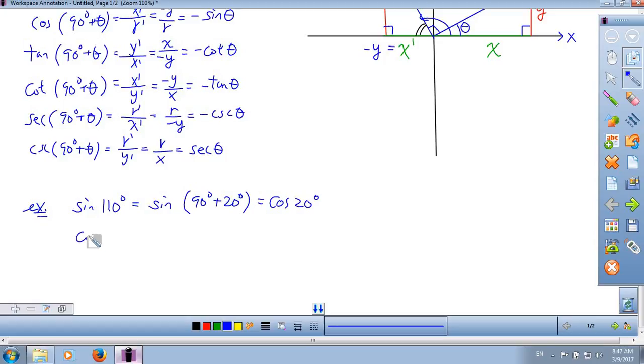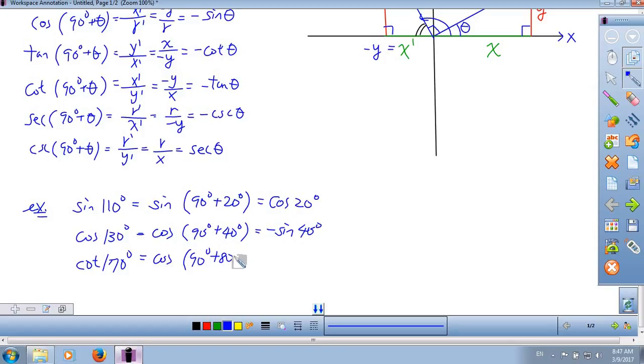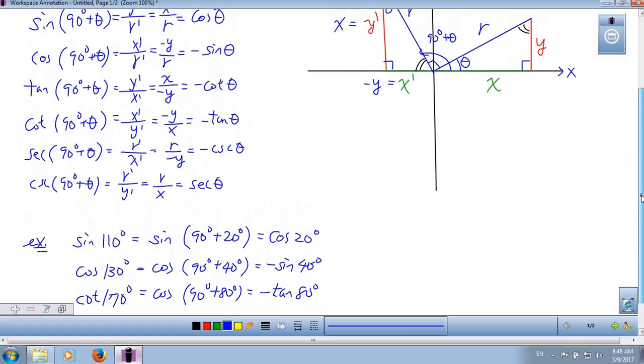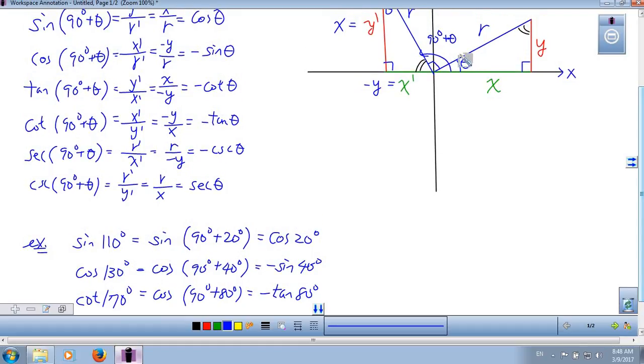Okay, what about cosine of 130 degrees? Well, I can break down 130 degrees to 90 degrees plus 40 degrees. So that will be the opposite of sine of 40 degrees. Okay, and then what about cotangent of 170 degrees? Well, 170 degrees is 90 degrees plus 80 degrees. So this will be the opposite of tangent of 80 degrees. So this is another way to help us relate functions back to their relations in the first quadrant.